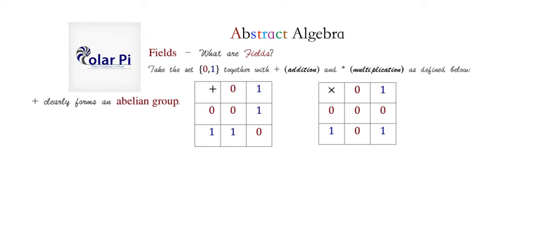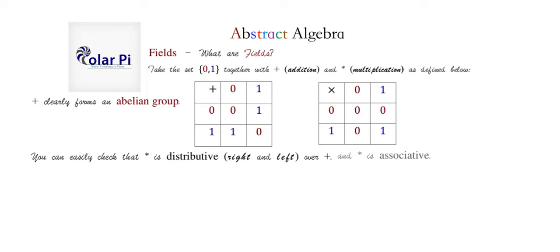And so if we take both tables together, then we can see that we also have star, which in this case is multiplication, is distributive, both right distributive and left distributive. And you can check more carefully using the elements here, 0 and 1, and the addition and multiplication tables defined respectively. But you can also check that star, which is multiplication here in this table, is associative, and therefore with these two tables and this set, we have a ring.